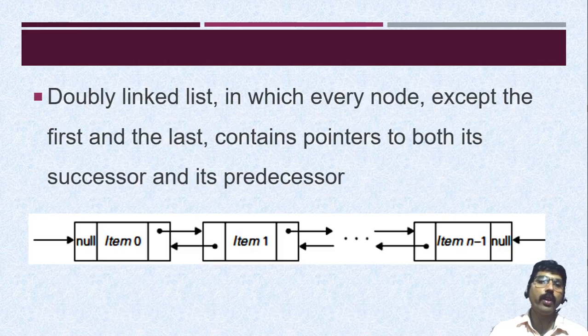One more variation of the linked list is called doubly linked list. In a doubly linked list, each node contains two links or pointers. One is generally pointing to the previous node and another is pointing to the next node. Only the last and the first nodes have only one pointer. The other pointer is a null value.